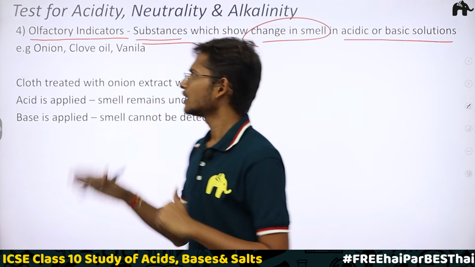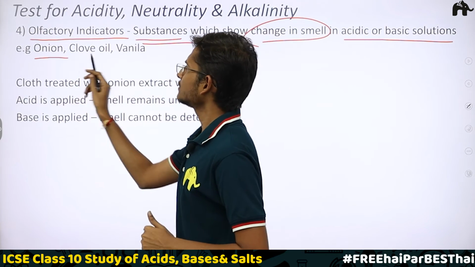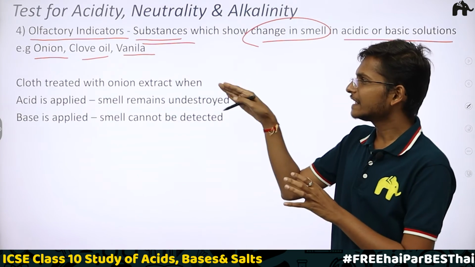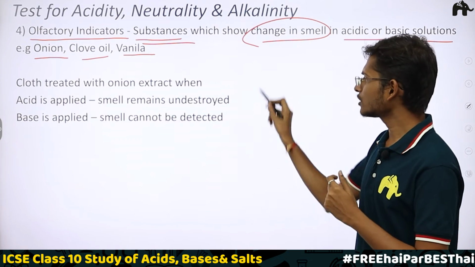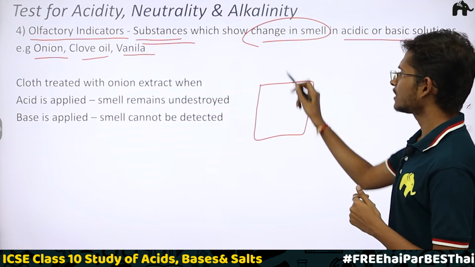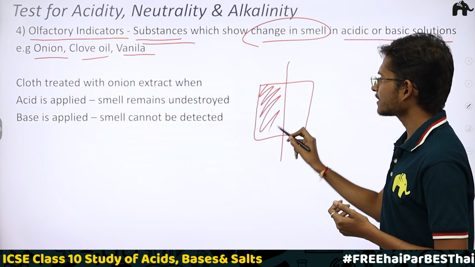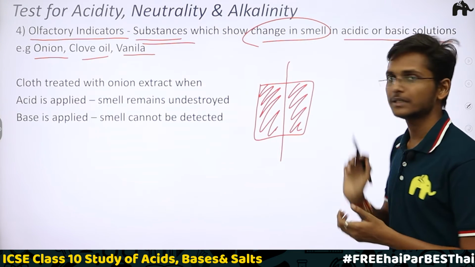Now, for example, we can see onion, clove oil, vanilla; these all are olfactory indicators. Now let's see an example in detail about onion. If I have a cloth piece, I would tear it up and apply onion extract on both these cloth pieces.